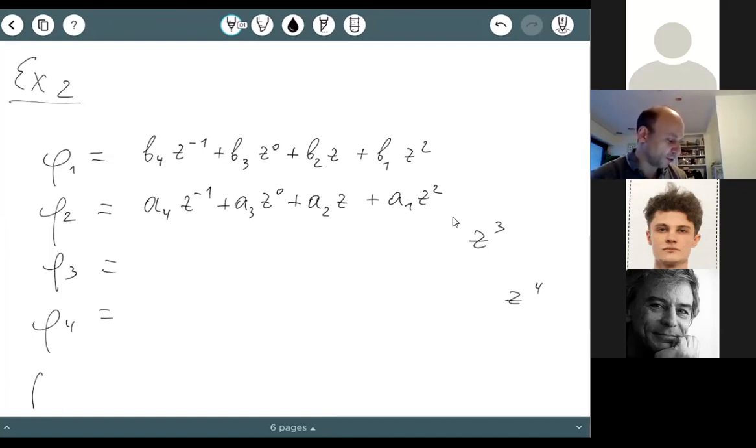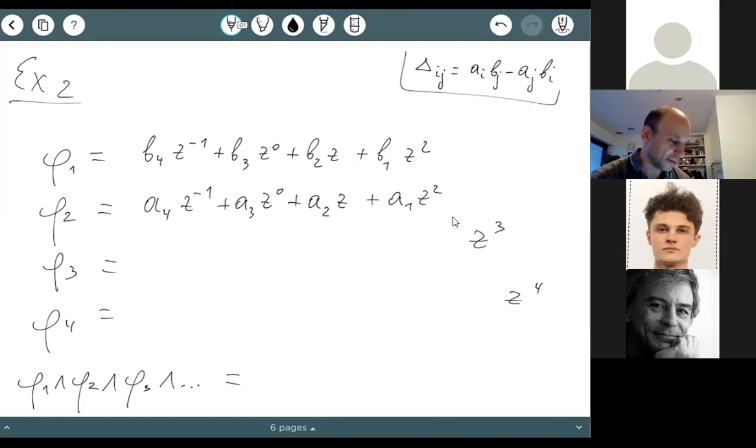And again, I want to compute V1 wedge V2 wedge V3, and so on. So now there are no dots here. I chose all of them to be finite, so Laurent polynomials rather than Laurent series. So in this case, I will get a finite linear combination of V lambdas. Okay, so let's denote by delta ij the quantity ai bj minus aj bi. So let's see what is the coefficient of the vacuum vector, for instance.